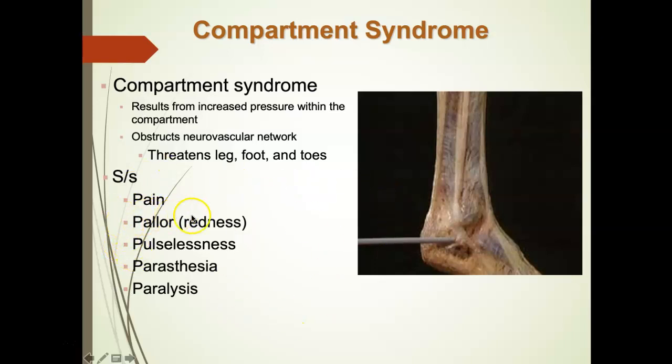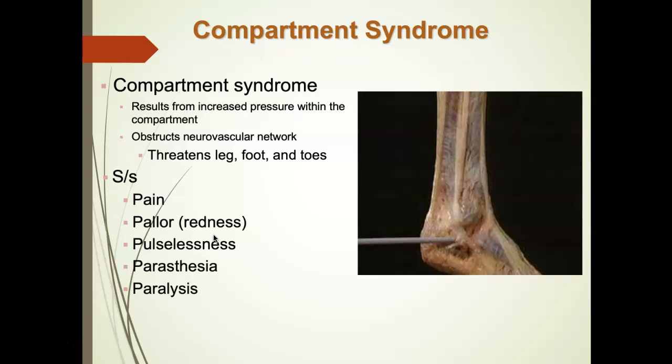So it's pain, it's pallor or redness, pulselessness, which means we assess the pulse distally, most often the dorsal pedal pulse or the posterior tibial pulse. They're going to have numbness and tingling going into the toes, and they may have paralysis, right? Of what? The anterior compartment. So in other words, that patient probably will have foot drop, right?